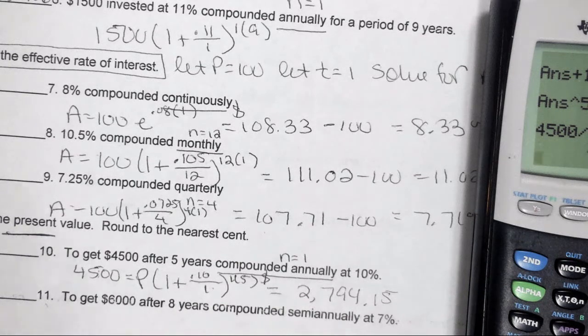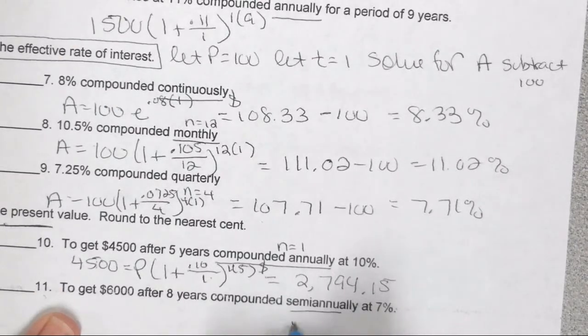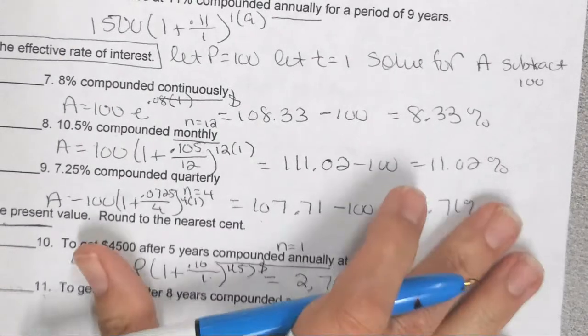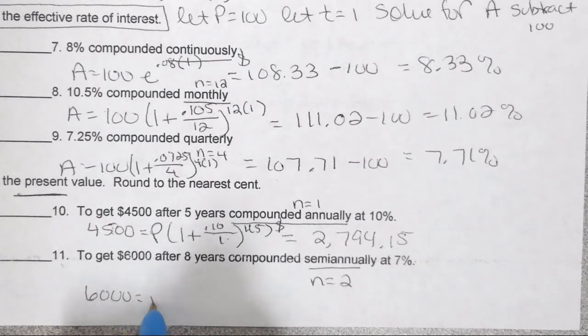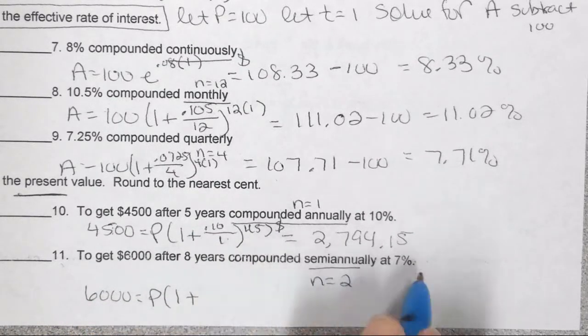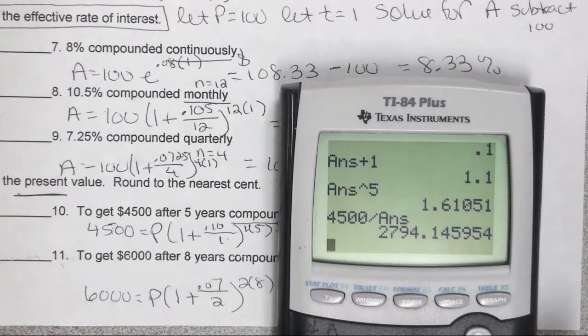Number 11 is going to work the same way, except that it says semi-annually, which means n equals 2. So we're going to have 6,000 equals P times 1 plus 0.07 over 2 to the 2 times 8. So again, we're going to type this in our calculator, get an answer, and then take 6,000 and divide it by what the calculator said.